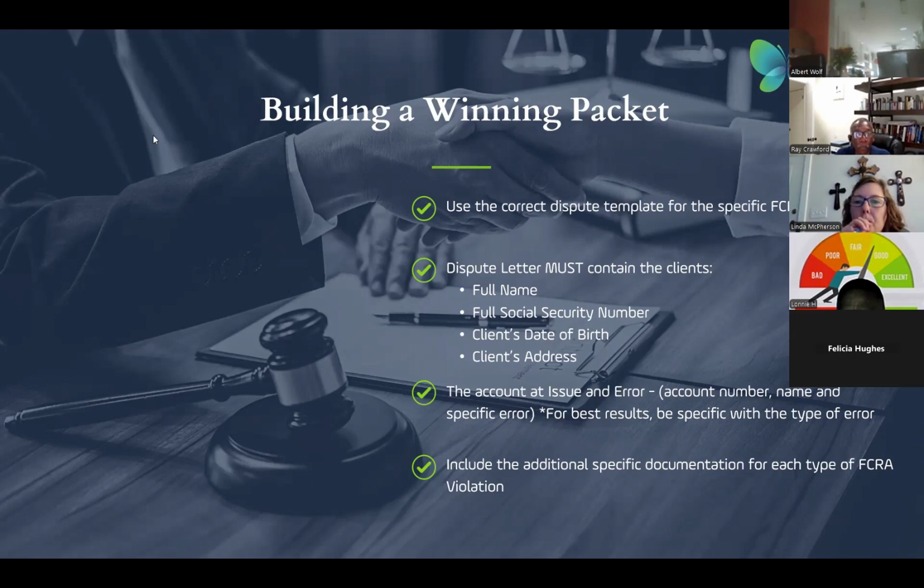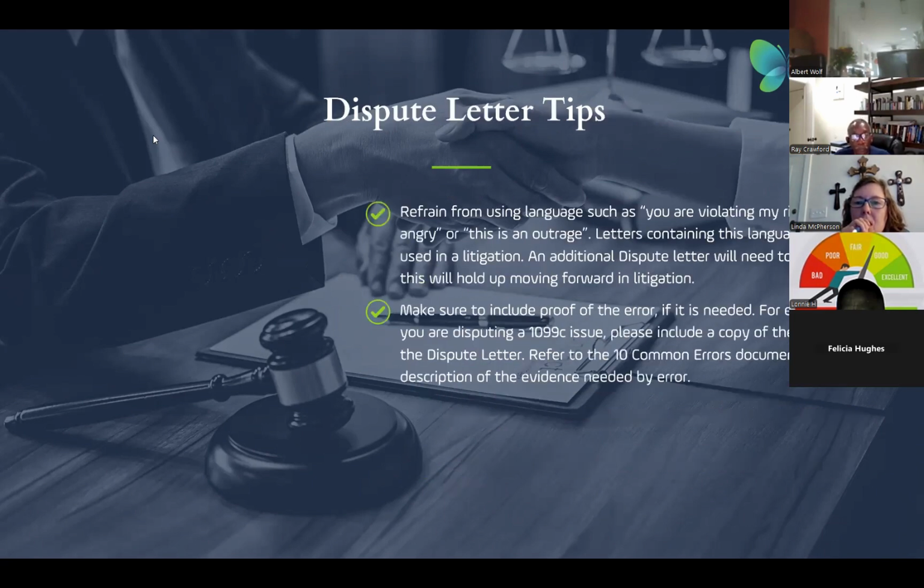It's not a secret. So these are the other tips that are super important. You need to be very businesslike and professional. You don't use language such as "you are violating my rights," "I'm very angry about this," or "this is an outrage, I'm going to sue you," that type of stuff. It can't be used. If you were to send a case to McCarthy and you use that kind of language, they would ask you to redo a new dispute with a templated letter that they approve of. Then that would just put your whole case back 30 days. So it's better to do it right the first time.